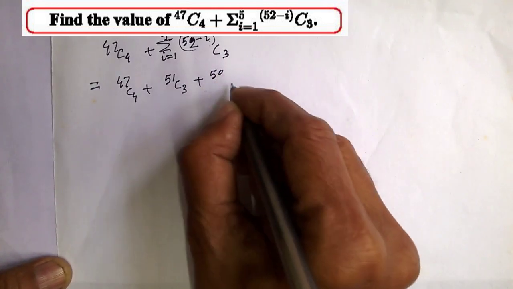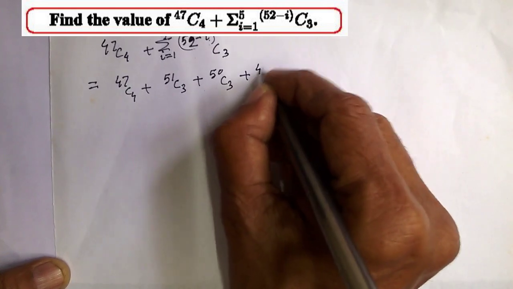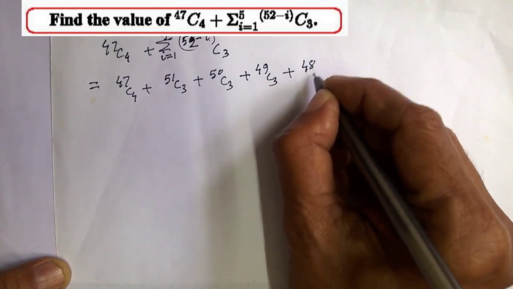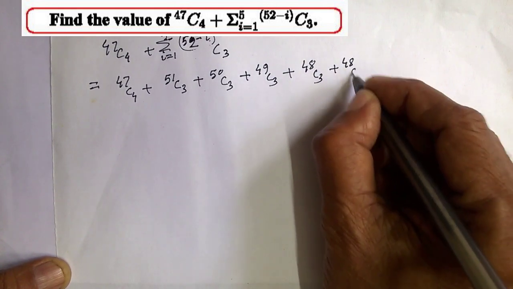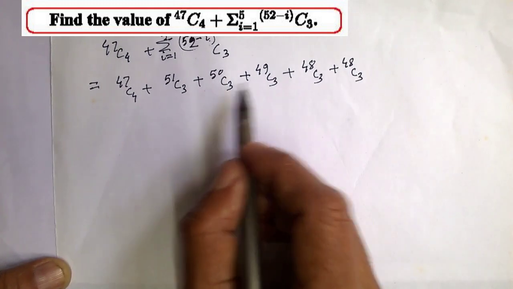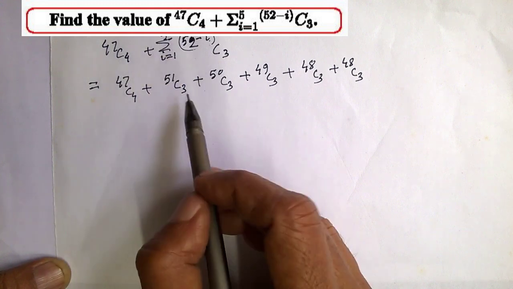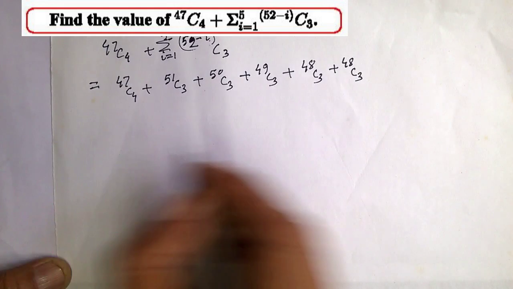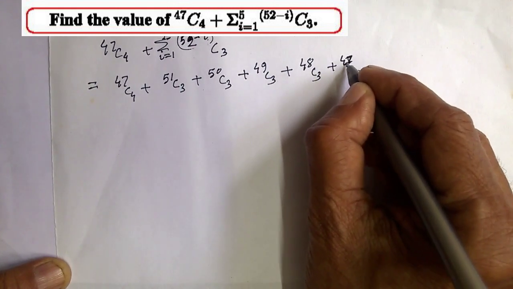Next, 1, 2, 3, 4, 5. i is equal to 1 to 5. So there are 5 terms: 1, 2, 3, 4, 5. This will be 47.